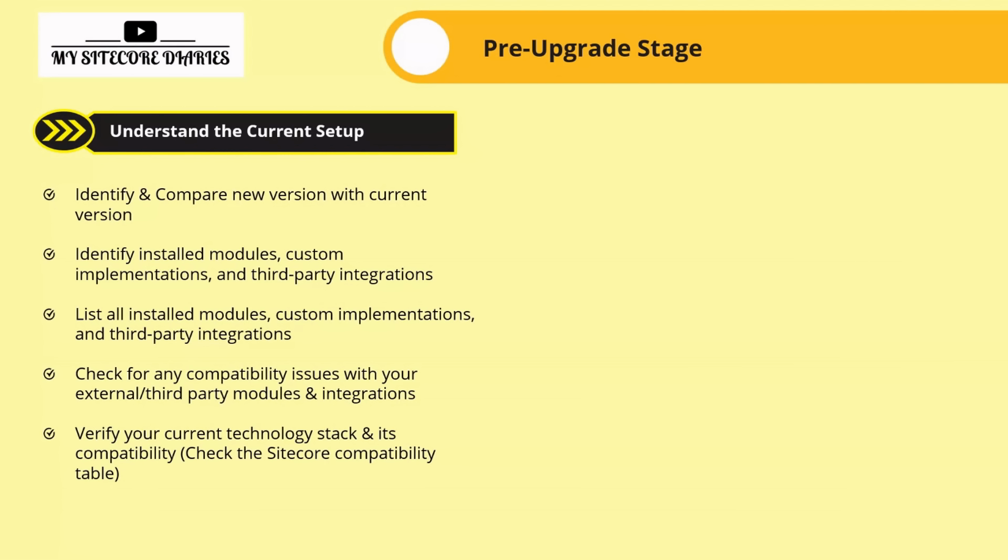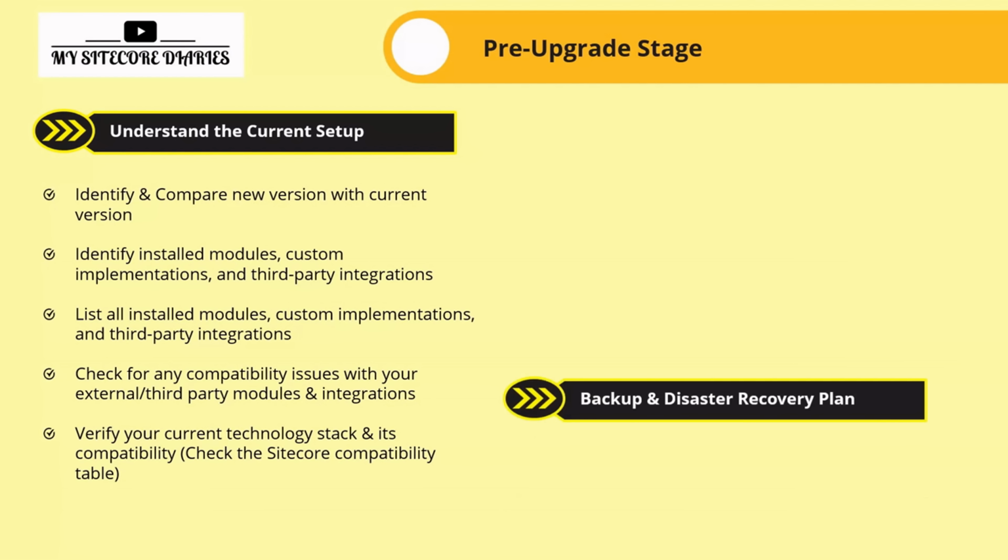Verify your current technology stack and its compatibility. Sitecore provides a compatibility table, I'm sure you must be knowing that. So you can verify whether the technology you are currently using is compatible with the new version. And if it is not, then you have to upgrade your technology stack also. This is the first thing, to understand the current setup.